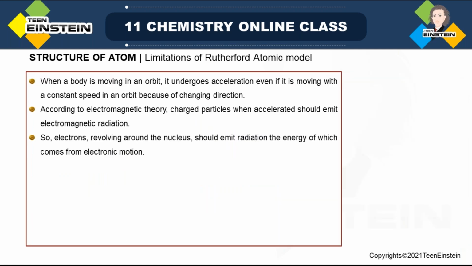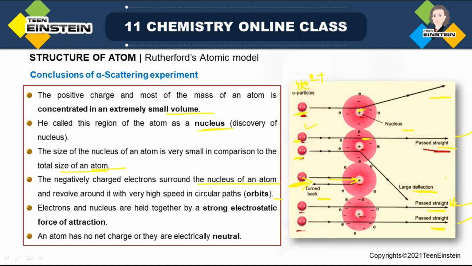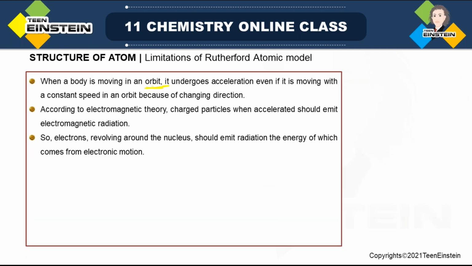Limitations of this atomic model. Just like Thomson's atomic model, here also we can see some limitations. Remember in the previous slide we mentioned that these electrons are moving in a circular path, in an orbit. When a body is moving in a circular path like this orbit, it undergoes acceleration. So here these negatively charged particles are moving in an orbit, having the positive charge in the center. When this type of thing is happening, there will be acceleration.